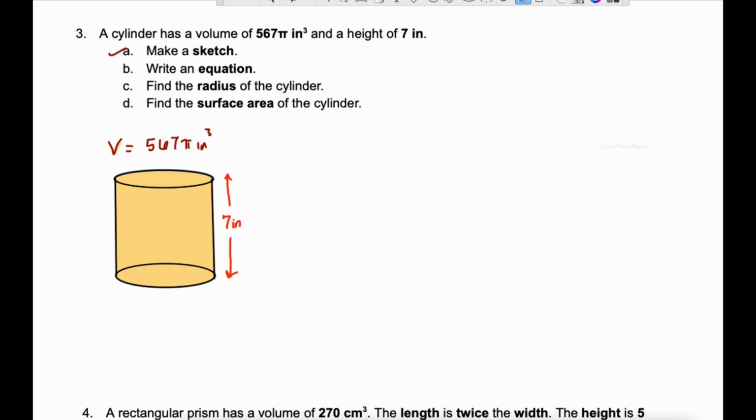Write an equation. So what is the equation for the volume of a cylinder? We know the footprint of this cylinder is a circle. So what is the equation for the area of a circle? It's pi r squared. And now we push this through a height to make it a 3D volume.